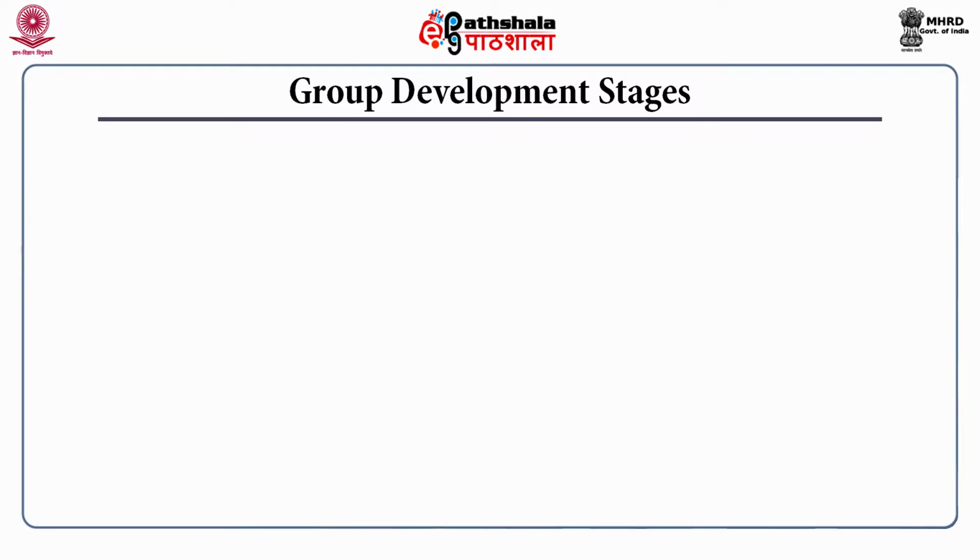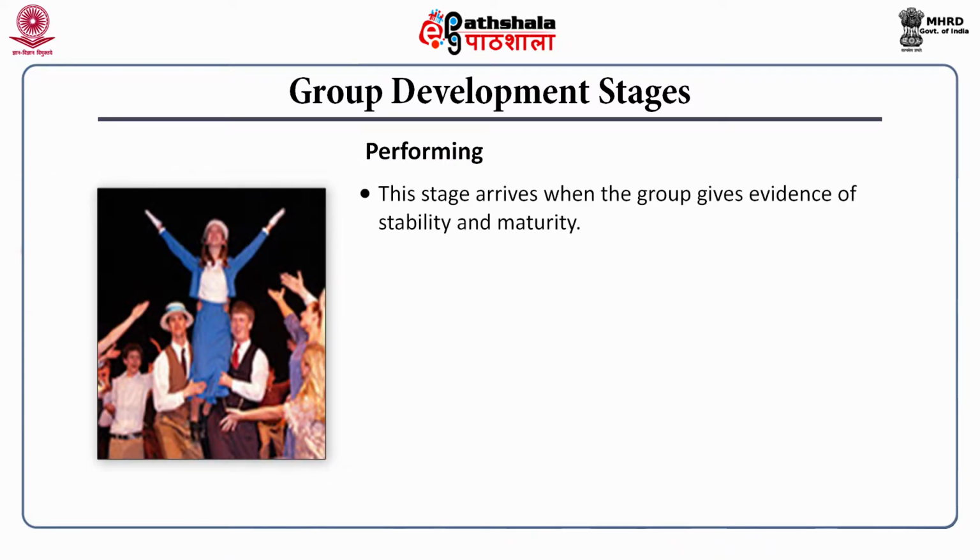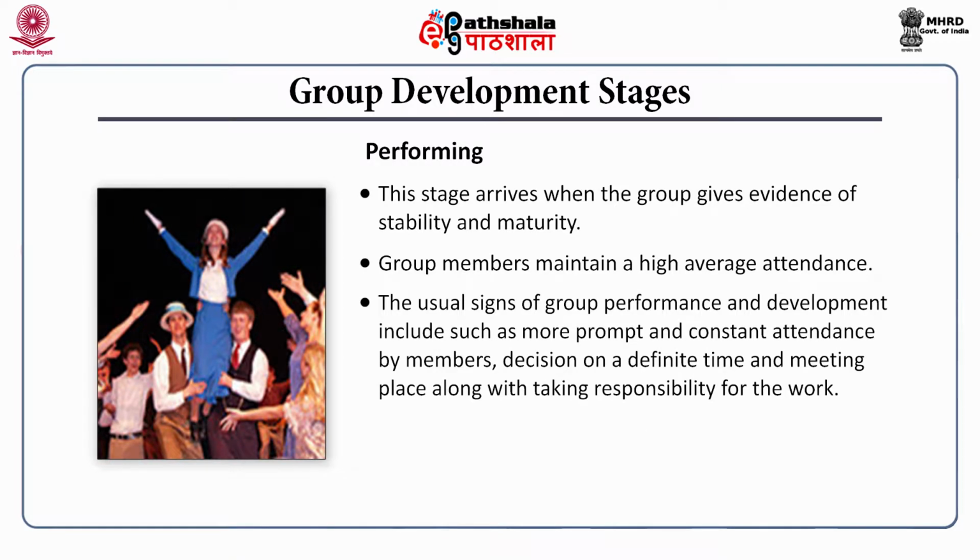And the last stage is performing. This stage arrives when the group gives evidence of their maturity and stability. Group members maintain a high average attendance. The usual signs of group performance and development include more prompt and constant attendance by the members, decision on a definite time and meeting place, along with taking responsibility for the work.